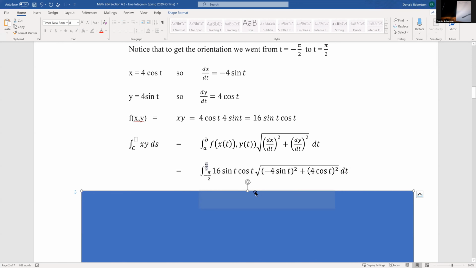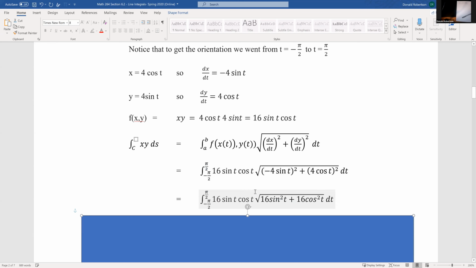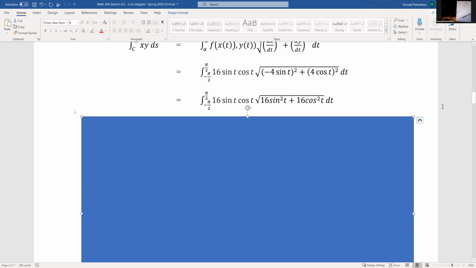Now, a lot of trig things going on here, but actually very nice things happen. If you square that, you get 16 sine squared. If you square that, you get 16 cos squared. It's all about algebra, trig algebra in particular in this question. Isn't 16 sine squared plus 16 cos squared a really cool thing?